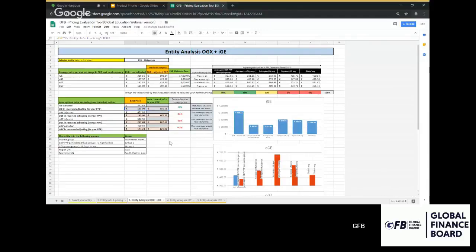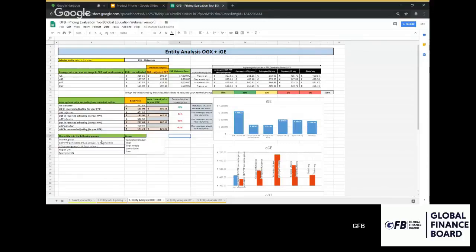For example, the current price is 316 euros, but the best price shows that it should be 135 euros. So the comparison to current price is 57%. It has a comment that shows this means that you could decrease your price. If the comparison to current price shows a negative, it means you need to raise your prices on this one.